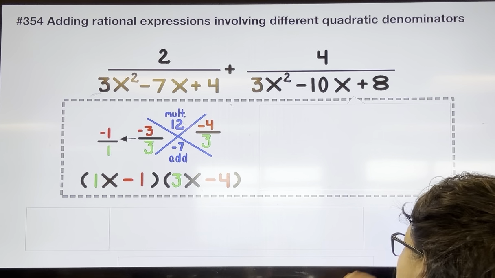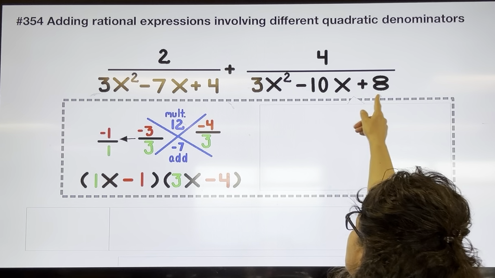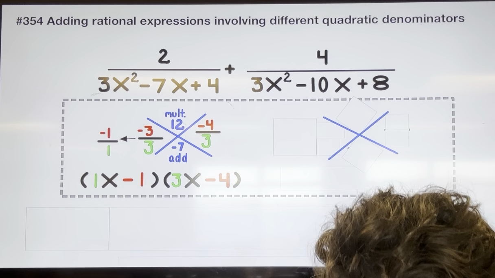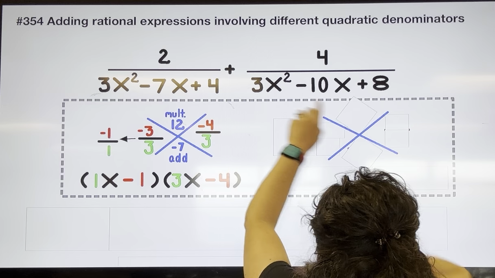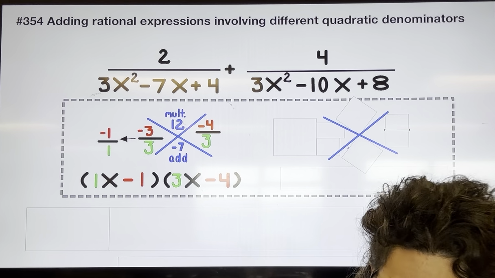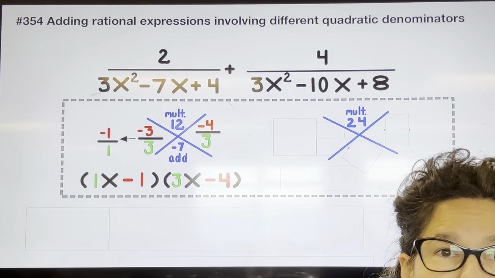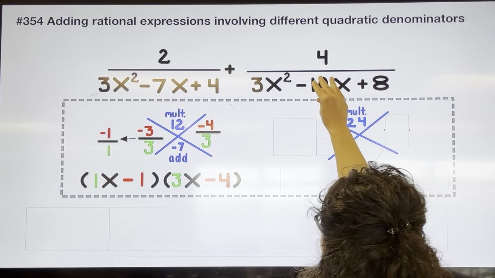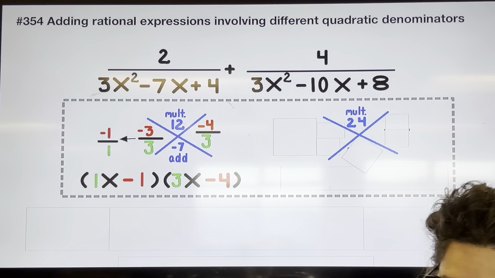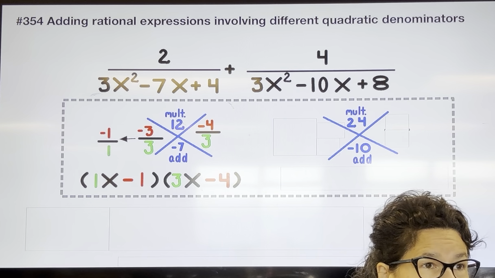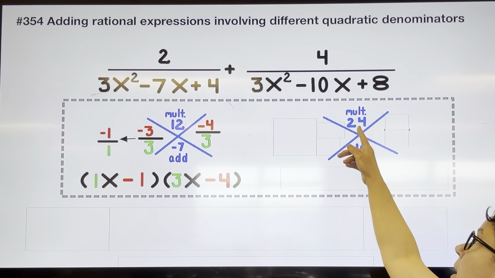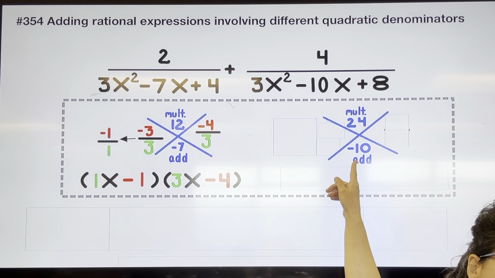Okay, so going through that method one more time, we need to factor this denominator. So I'm going to take the numbers on the outside and multiply them together. 3 multiplied by 8 is 24. The number in the middle, straight down, so that's -10. We're trying to think of two numbers that when you multiply them, you get 24 and add up to -10.